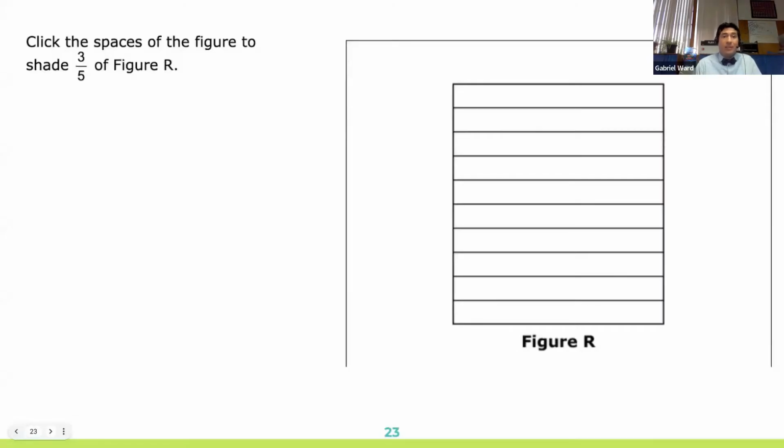Here's a different one. This says click the spaces of the figure to shade 3/5 of figure R. So kids would have the ability with their little cursor to place it on those individual rows and represent or shade 3/5 of figure R. So which claim do you think this might entail?